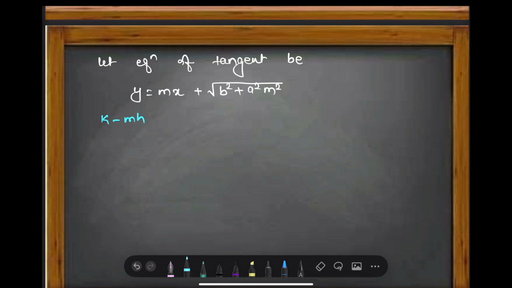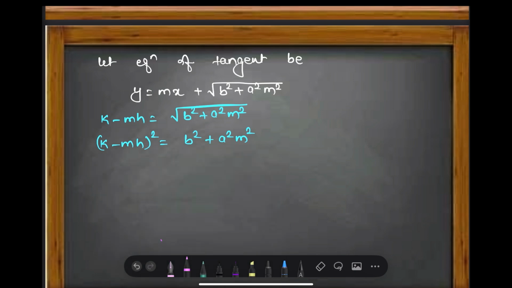Okay, k minus mh equals root over b square plus a square m square. Suppose that I wanted to do squaring both sides. So it is (k minus mh) whole square equals b square plus a square m square. Correct? Now look at this. So this is like we have satisfied that h comma k.